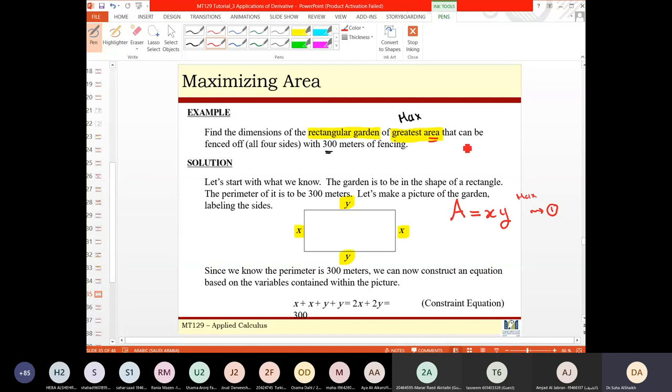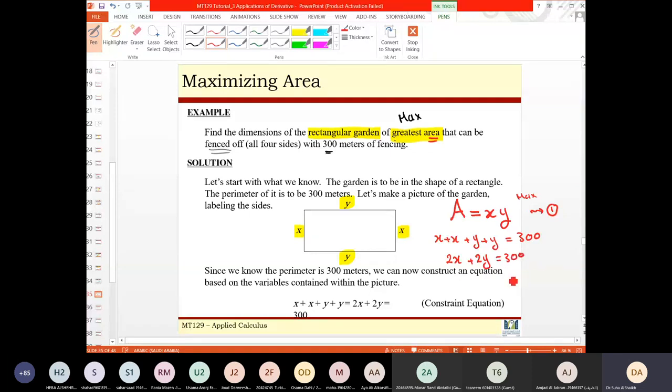And they said also that this is to be fenced off. What does fenced off mean? It means that I surround it with a fence, I go around it and put a fence. So I'm fencing all 4 sides with 300 meters of fencing. So the fence is x and another x and the y and another y. This is equal to 300 as they say, and this will be equation number 2 that will help me. Good, Jude, excellent. This is 2x plus 2y equal to 300.